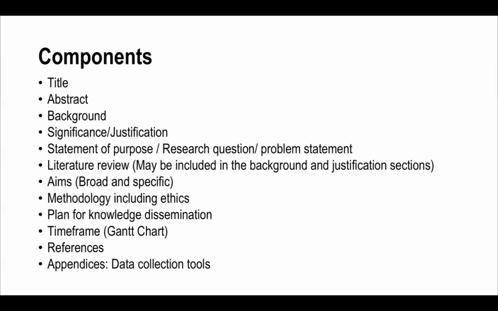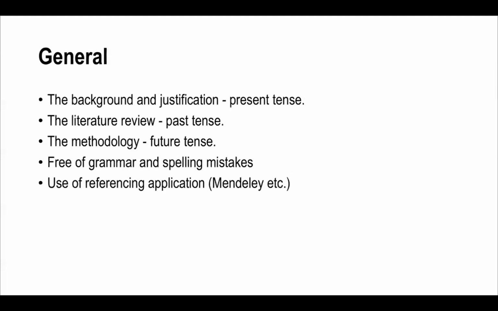And then references and appendices. If you have data collection sheets, data sheets, or whatever tools, you can include them as appendices. So these are the ideal components of a research proposal, right? So usually when you write them, background and justification, you write in the present tense, right? Present tense. But literature review, past tense, because it's about something done previously. And then methodology in future tense, right?